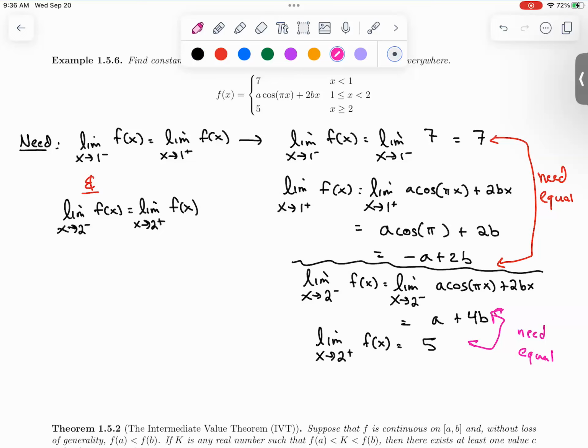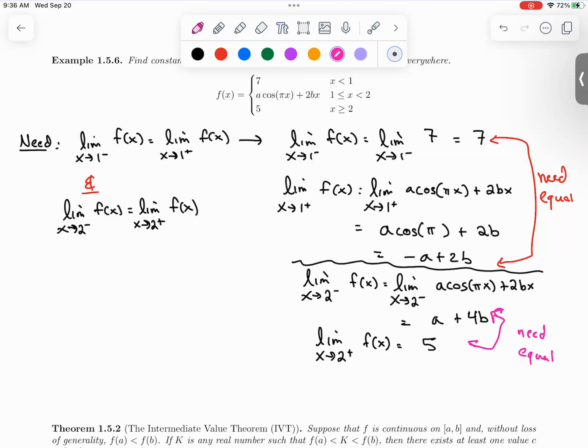Because remember, we had that theorem that says that all functions are continuous on their domains. Like every function that we encounter, they are continuous as long as they are within their domains. And cosine is defined everywhere. X is defined everywhere. So each piece is fine. The only issues are the dividing values.